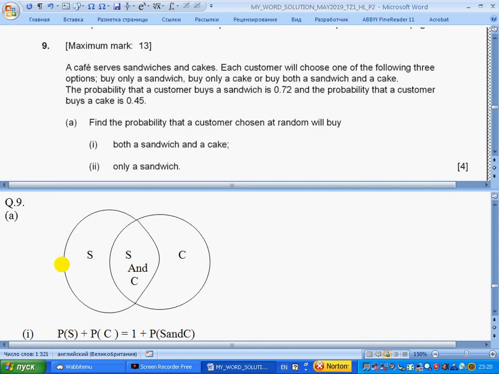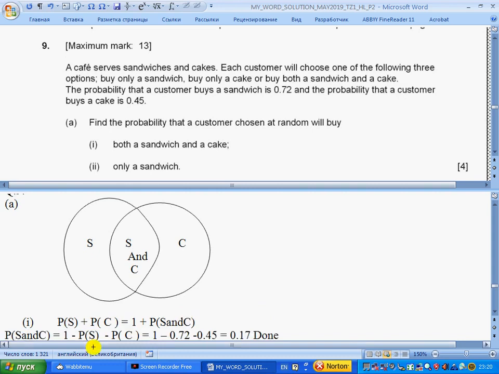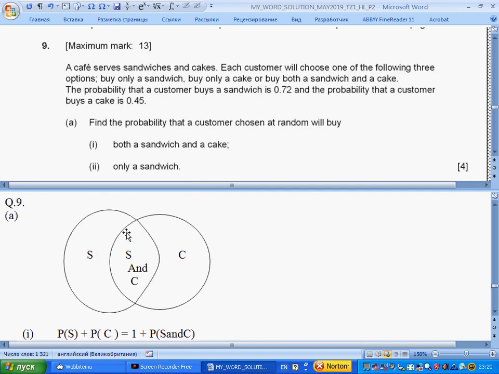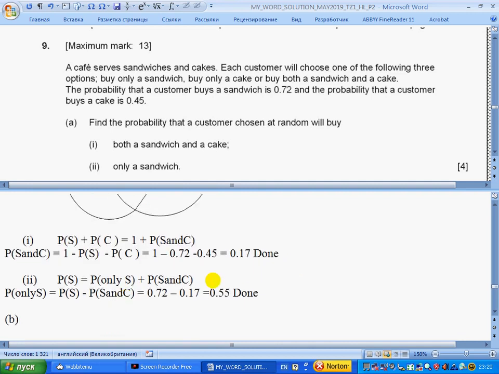So here we have a Venn diagram. Sandwich and cake intersect. Probability of sandwich plus probability of cake will be 1 plus probability of sandwich and cake, because it is counted twice. Rewriting this formula for probability of sandwich and cake, we get the answer. Double I, only a sandwich. Only a sandwich is probability of sandwich minus probability of sandwich and cake. Right, here we are. So we use the previous result to get the answer.